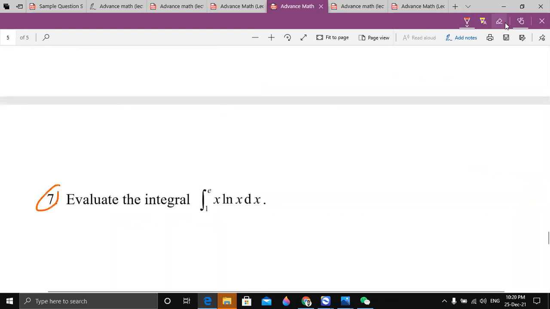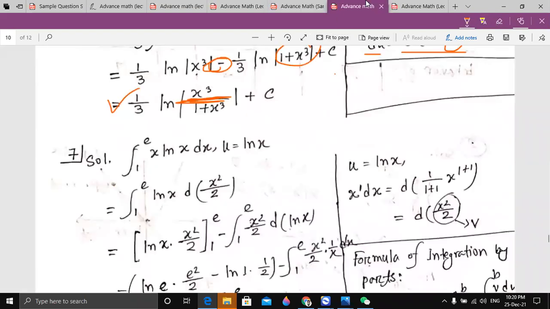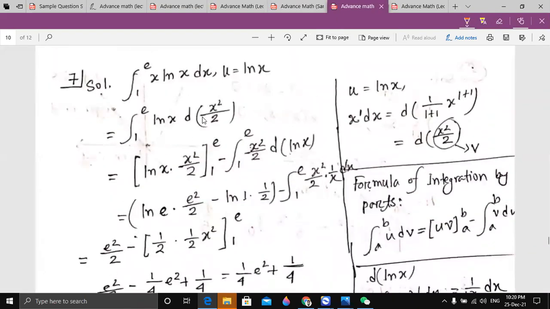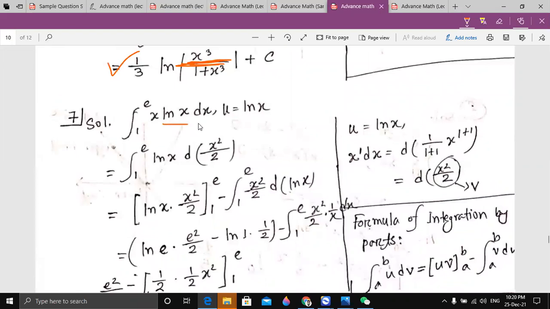Now let's go to number 7. We have to evaluate the integration from 1 to e of x ln x dx. We know how to calculate the integral of 1 by x dx. But we don't know how to calculate ln x dx, and we also don't know how to calculate this whole part. So that's why we need the u substitution rule.